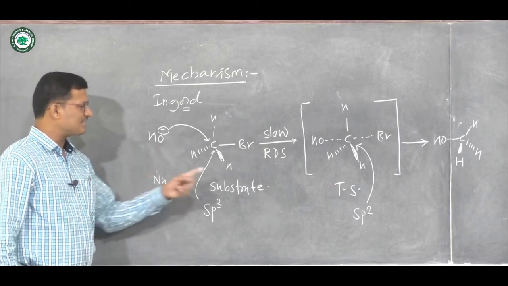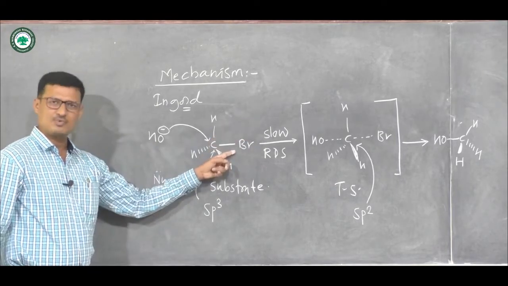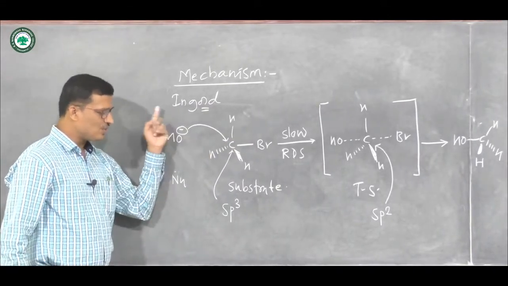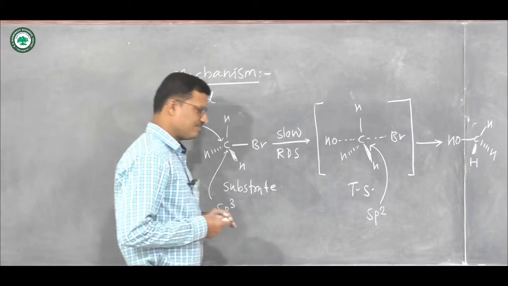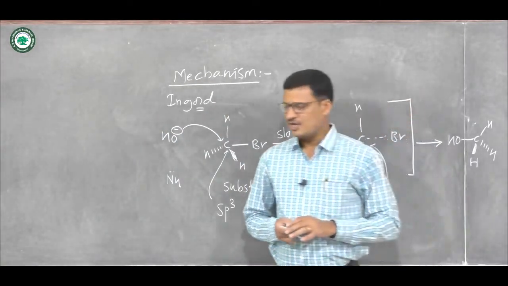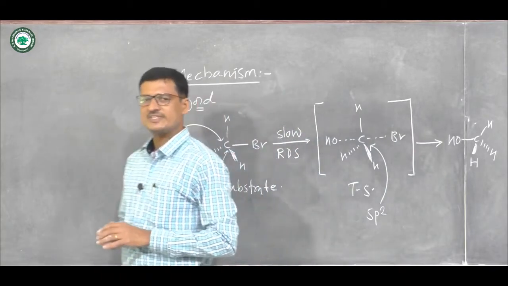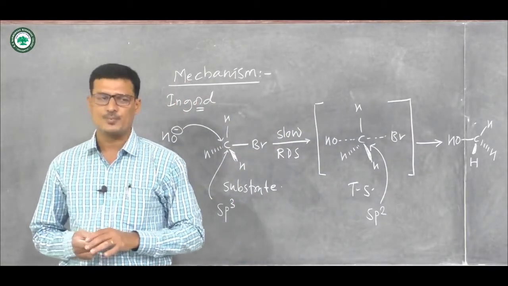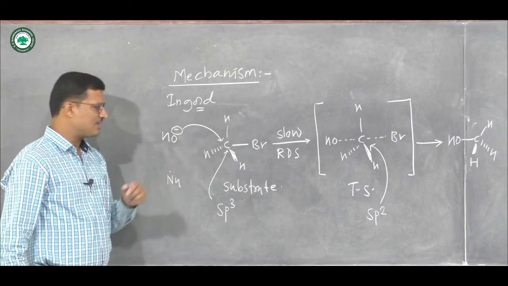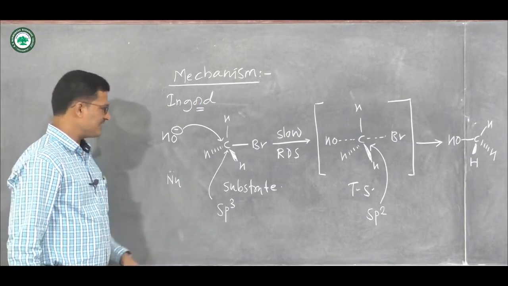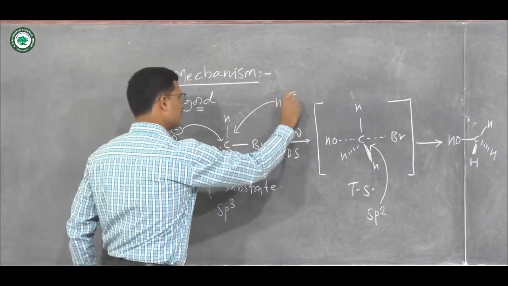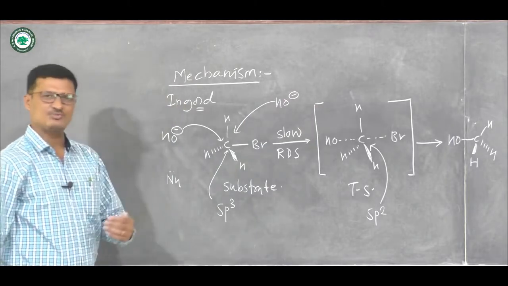Either the nucleophile attacks from the front side of the leaving group, or it attacks from the back side. But Ingold described the mechanism of this reaction, and in an SN2 reaction the nucleophile always attacks from the back side of the leaving group. And why does the nucleophile attack from the back side? Because, remember, this is the substrate, and suppose the nucleophile attacks from the front side, or from the side of the leaving group.